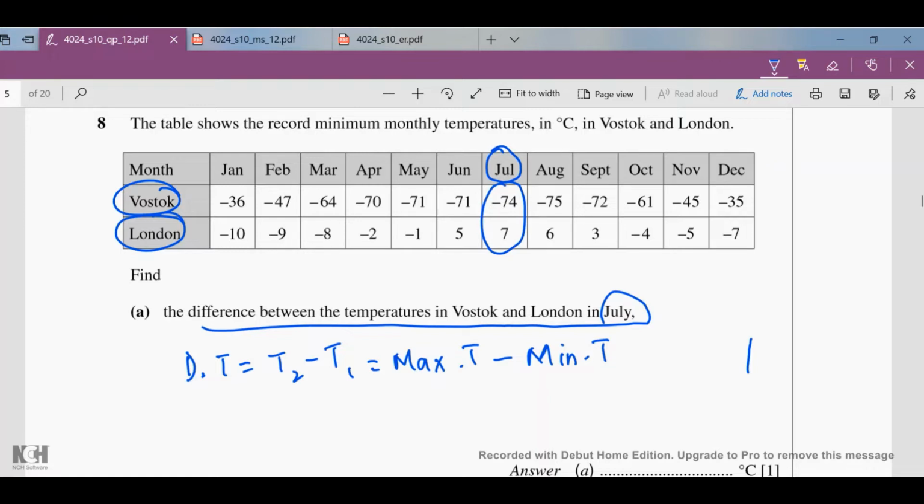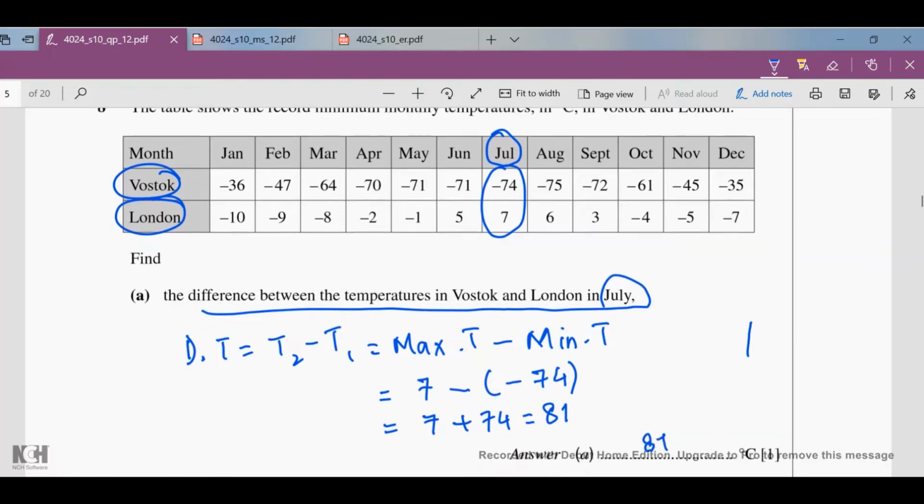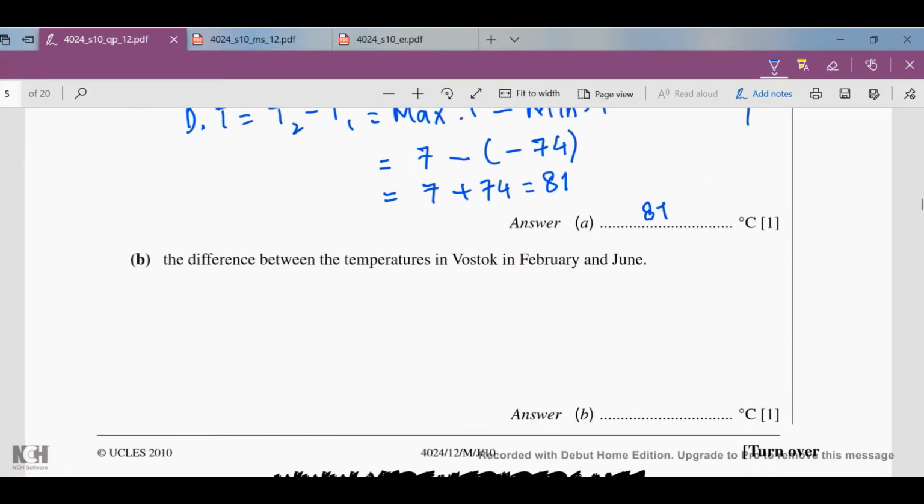Now these are the temperatures in these two cities. What is the maximum temperature? 7 or minus 74? The 7 is maximum. So what we can write? 7 minus minus 74. And when you simplify this, you can see the answer is coming 7, minus minus is plus 74, and answer is 81 degrees. And we don't need to write the unit here because it's already given.